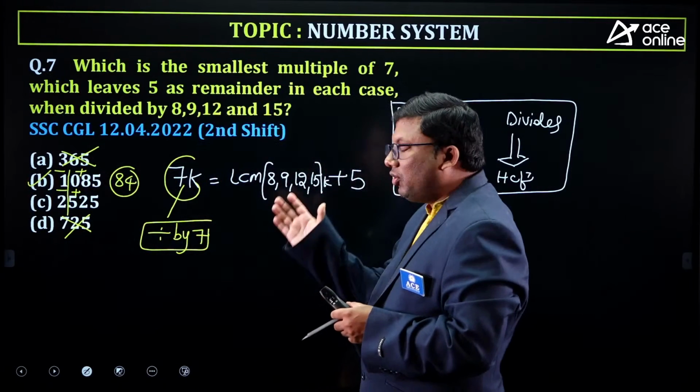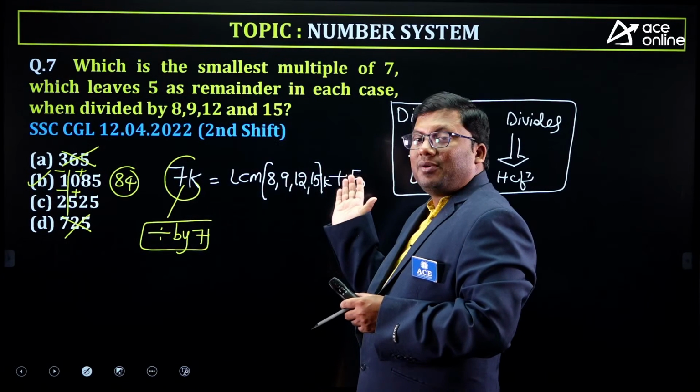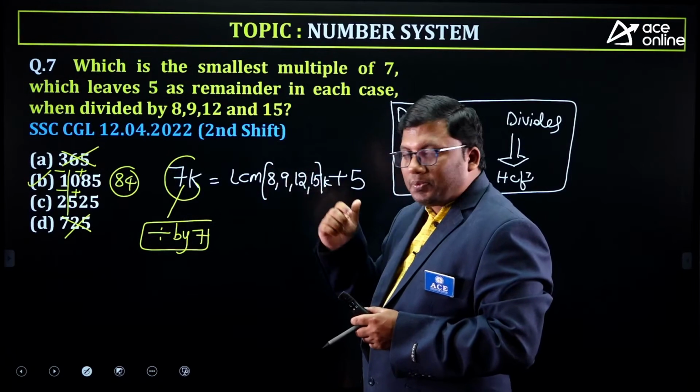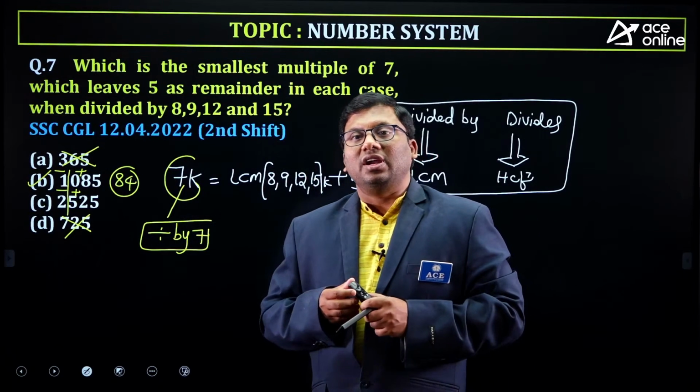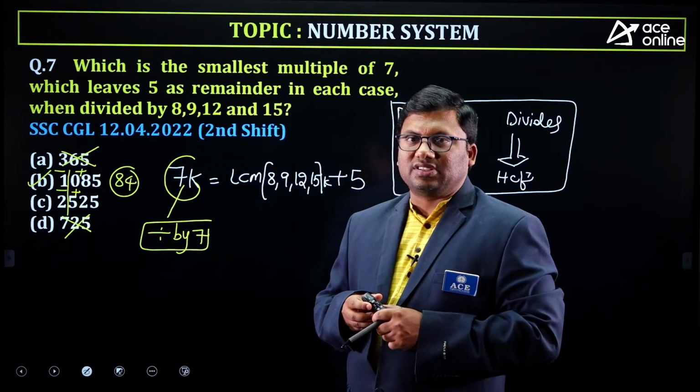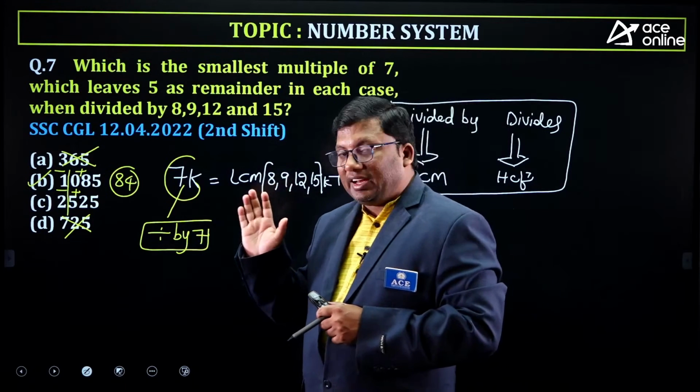So the answer for this question is option B. You need not do this process, because only one option is divisible by 7. Right? I hope the idea is clear.